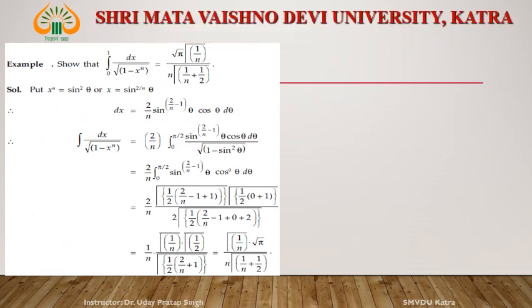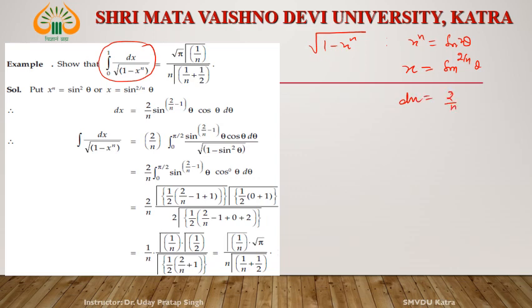Now see similarly how you solve this one. This is the form of beta function. Now we have to convert it into the trigonometric form. So write the denominator term 1 minus x to the power n. So write x to the power n is equal to sine square theta. Then what is x? x is equal to sine to the power 2 by n theta. Then what is dx? 2 by n sine to the power 2 by n minus 1 theta cos theta d theta. This one is dx.